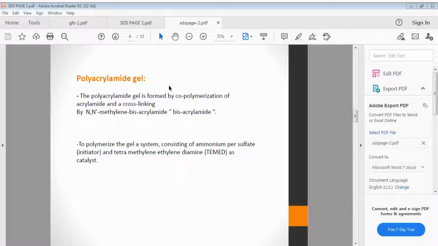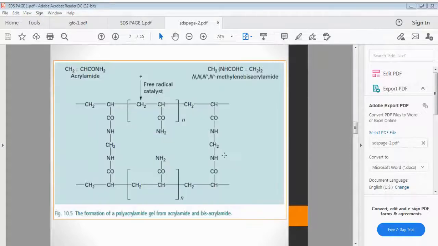For polymerization, this has to be converted into a free radical. The initiation of the formation of free radicals is done by ammonium persulfate. This will initiate, and the polymerization is continued by the addition of TEMED, which acts as a catalyst for the polymerization. This is the structure of acrylamide, CH2 double bond CH2. When two molecules of acrylamide are joined together, it is called bisacrylamide, N,N'-methylene bisacrylamide. As I told you, this is the polymerization, the attaching of one monomer to another to form a polymer.